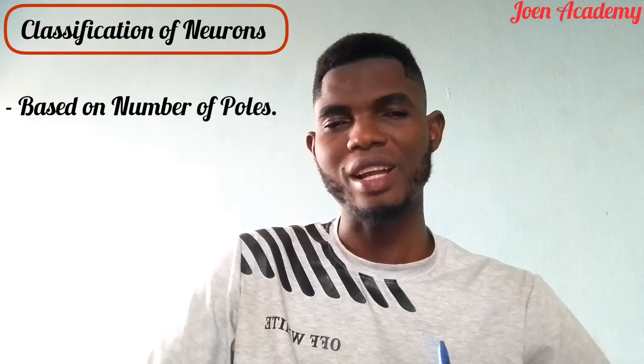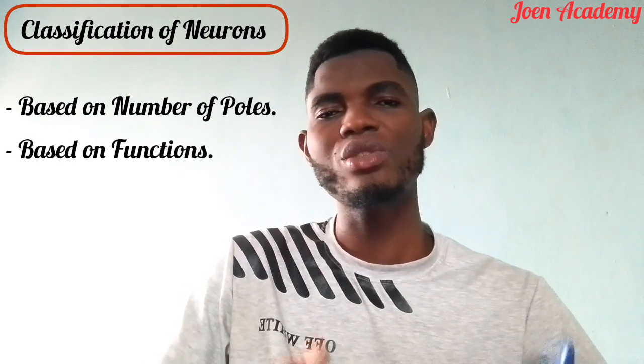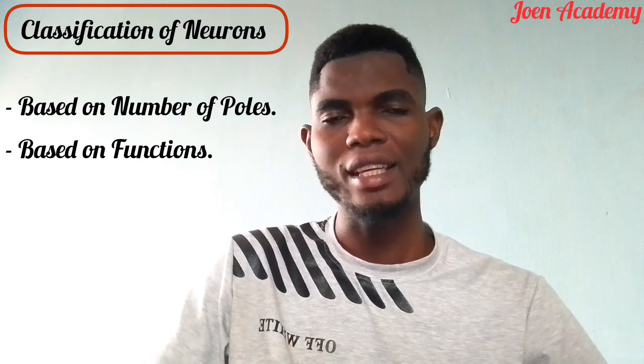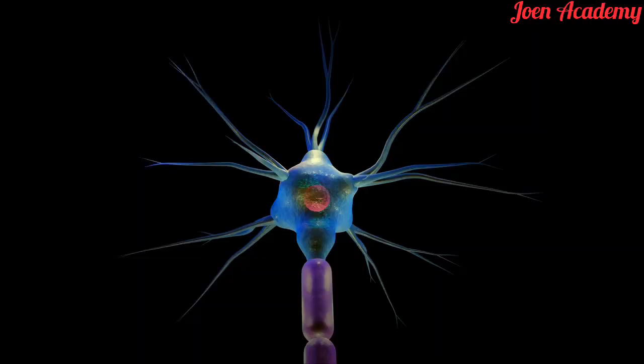Let's have a look at the classification of the nerve cells. The nerve cells, or neurons, are classified into three types. We have the classification according to the number of poles they possess, classification according to the function they perform, and then the classification according to the length of the axons. Let's take them one after the other.